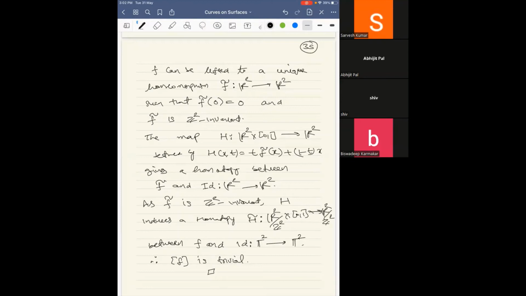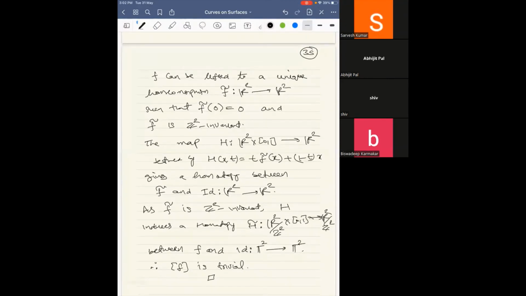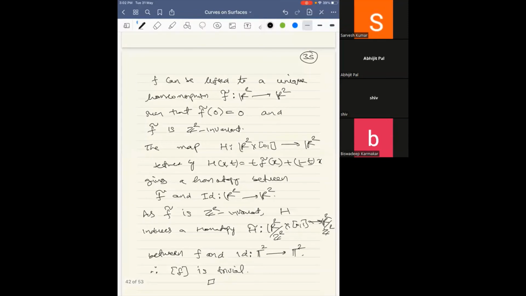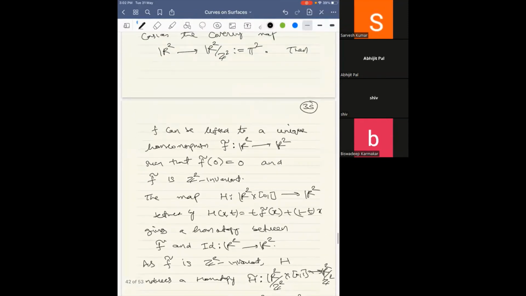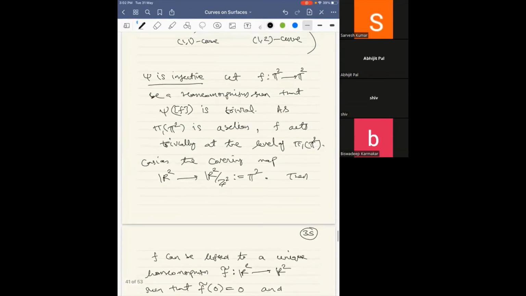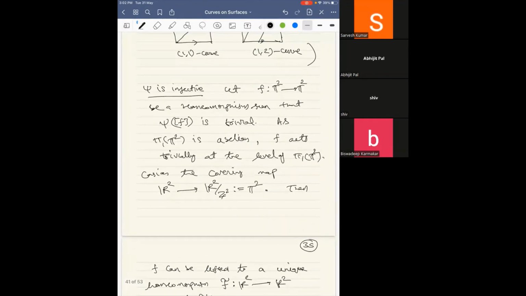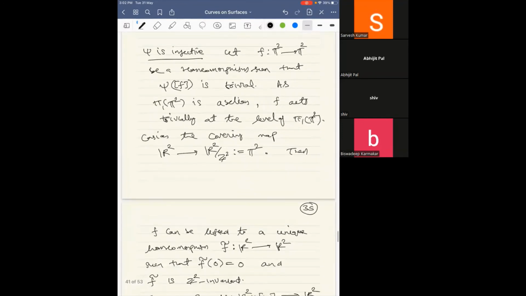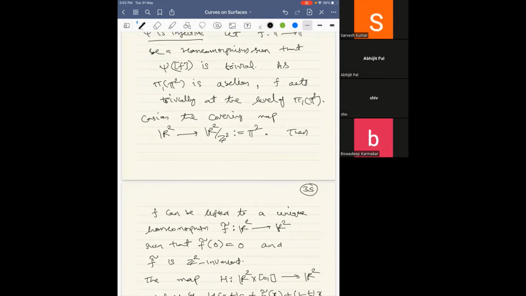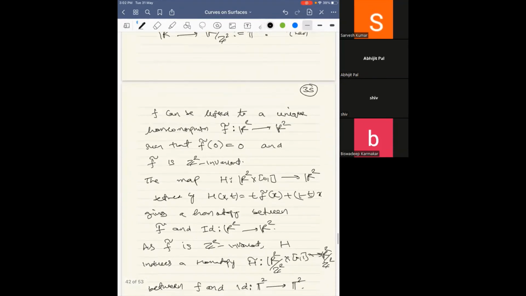So we have proved that F is actually homotopic to identity, and we know homotopy and isotopy are the same. So this equivalence class inside the mapping class group is trivial. So psi is injective. Is this argument clear about how we prove it is surjective as well as injective? If something is not clear, please feel free to ask.